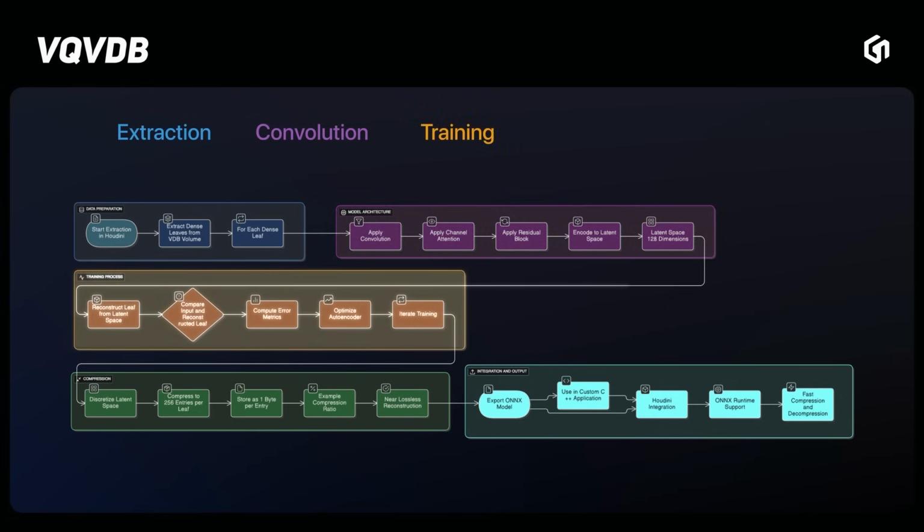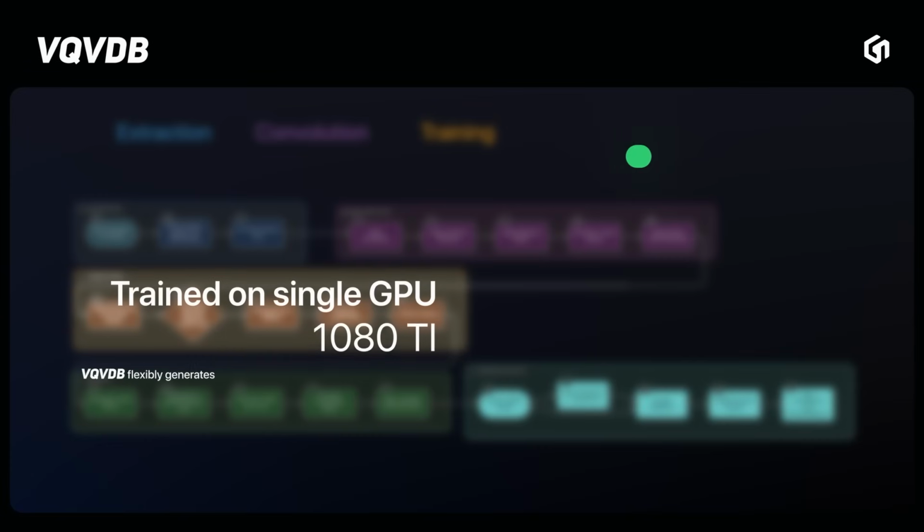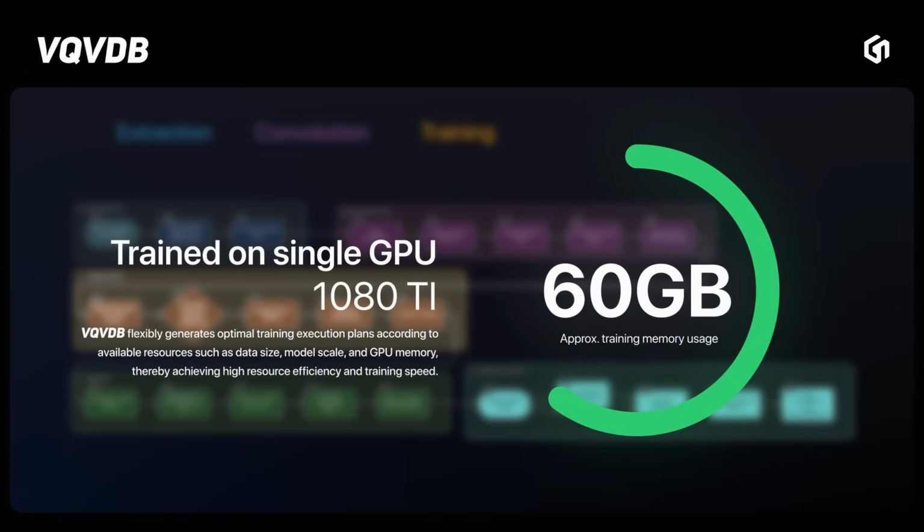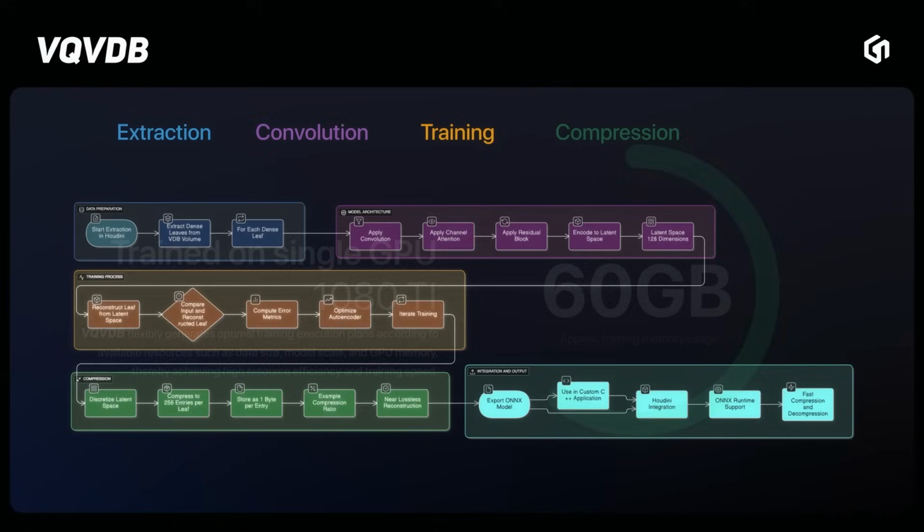The training step then compares the input leaf to the reconstructed leaf from the latent space and computes a metric, usually MSE or L1. The autoencoder will after that optimize its latent space in order to reproduce a leaf as close as possible to the original. The entirety of VQVDB has been trained on a single GPU, a 1080 Ti, and it uses approximately 50 to 60 gigs of RAM.